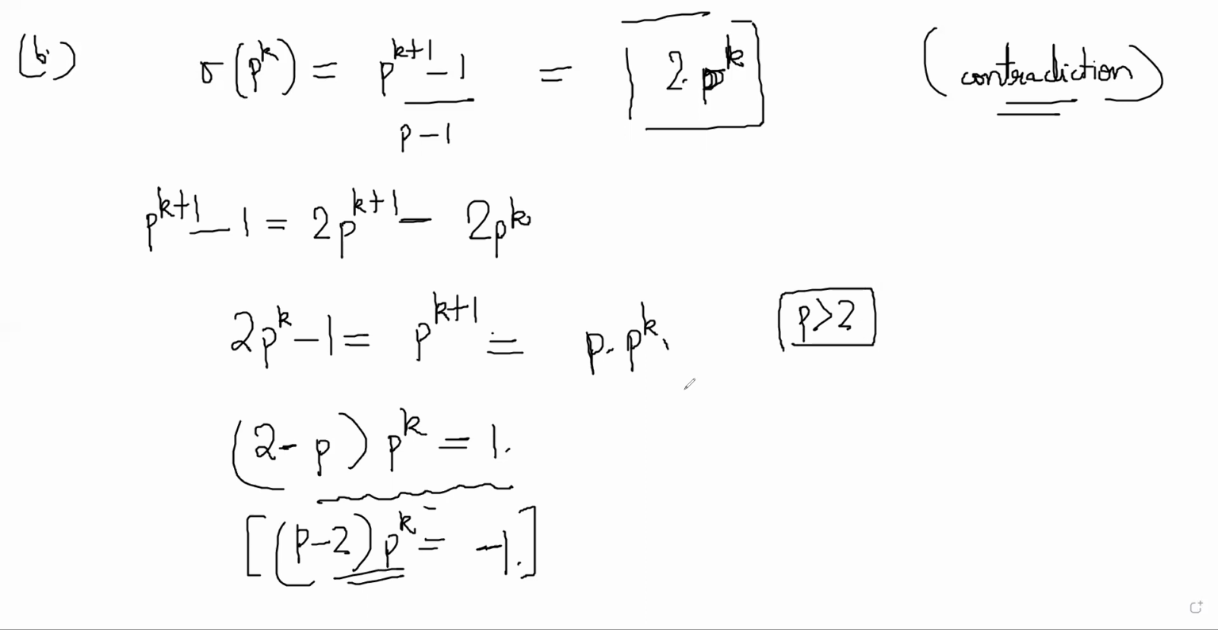So this is not possible. This side is positive, and this side is negative. So this is an obvious contradiction again. So it is not possible, right?